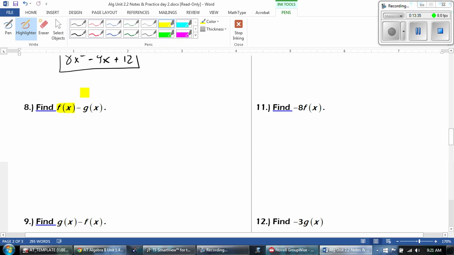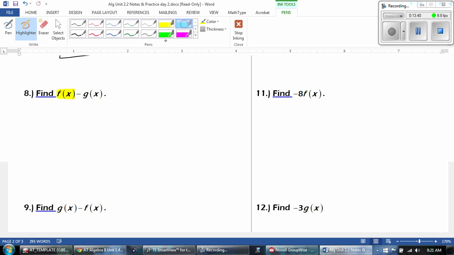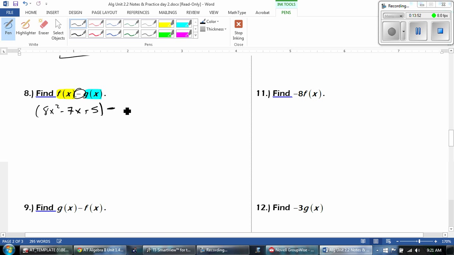f of x minus g of x. Sorry, I'm just getting my colors down. Okay, so for f of x, we had 8x squared minus 7x plus 5. We need to pay attention to what operation we have. And then g of x is 6x squared plus 4x minus 1. So there's f of x, there's g of x.